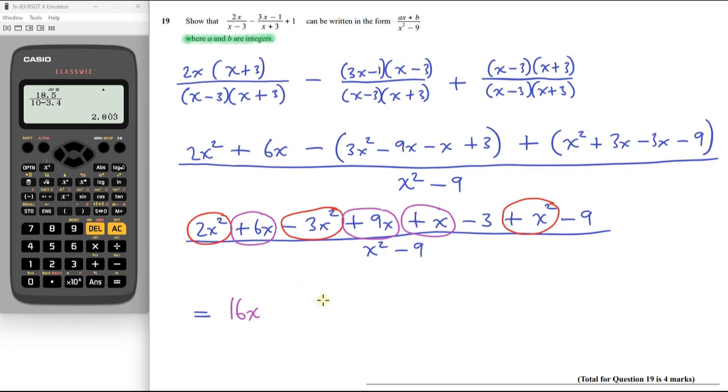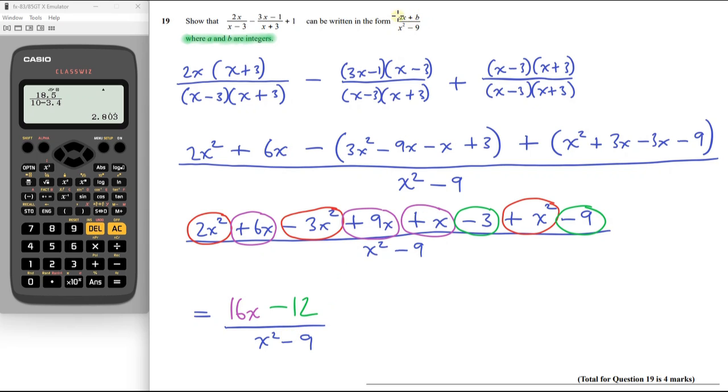So we've got 16x. And now if we think about the constant terms, we've got negative 3 minus 9, that's negative 12. And then in our denominator, we've got x squared minus 9. And I don't think we can simplify that anymore.